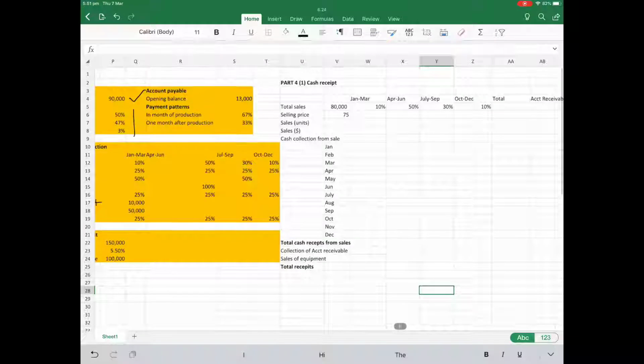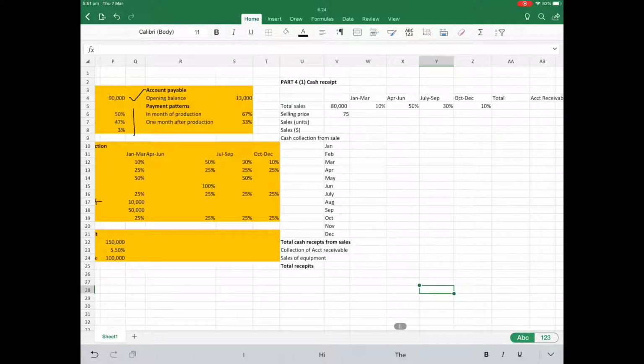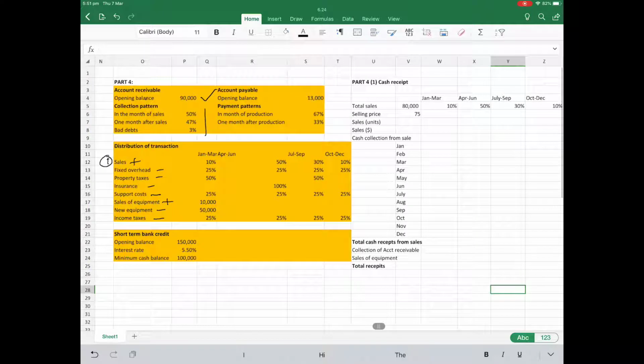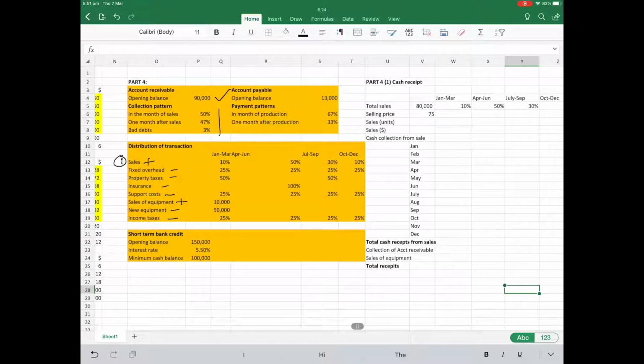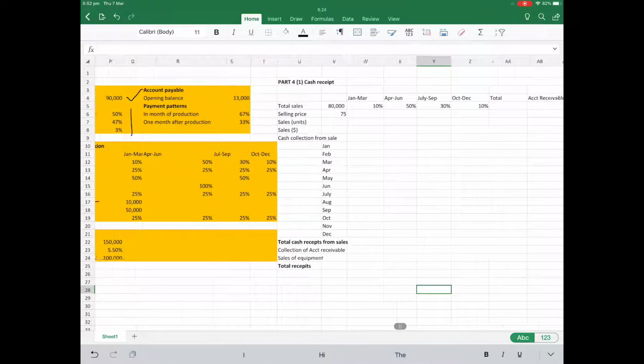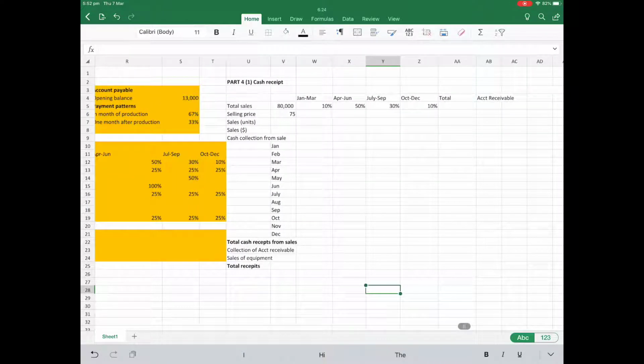Come back to exercise 6.24, part 4. We are preparing the cash budget, and in the previous video I already showed you how to transfer the information from the question to the orange box here, to make it easier for us to prepare the cash budget. And here I already laid out some of the most basic information: 4 quarters here, the total and accounts receivable.